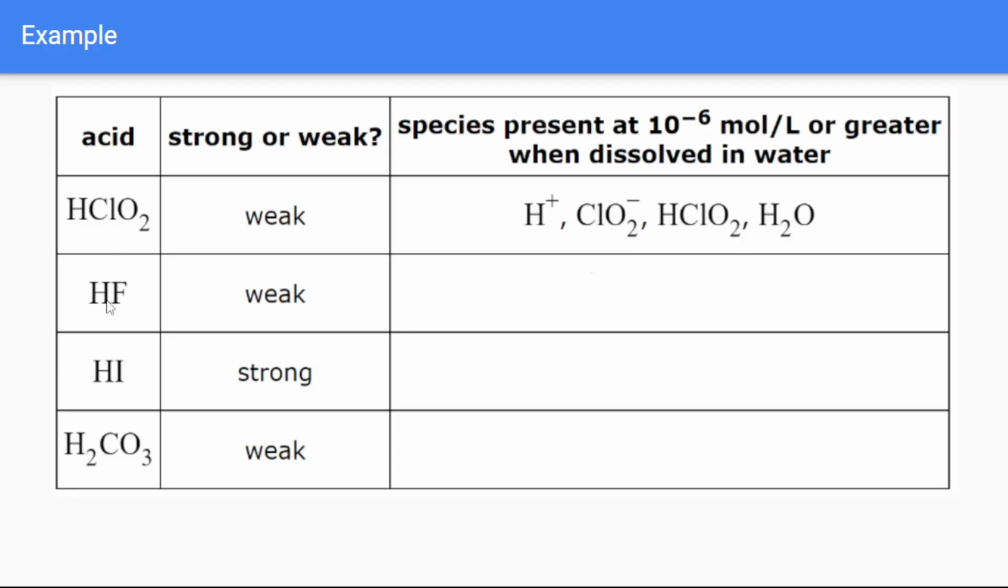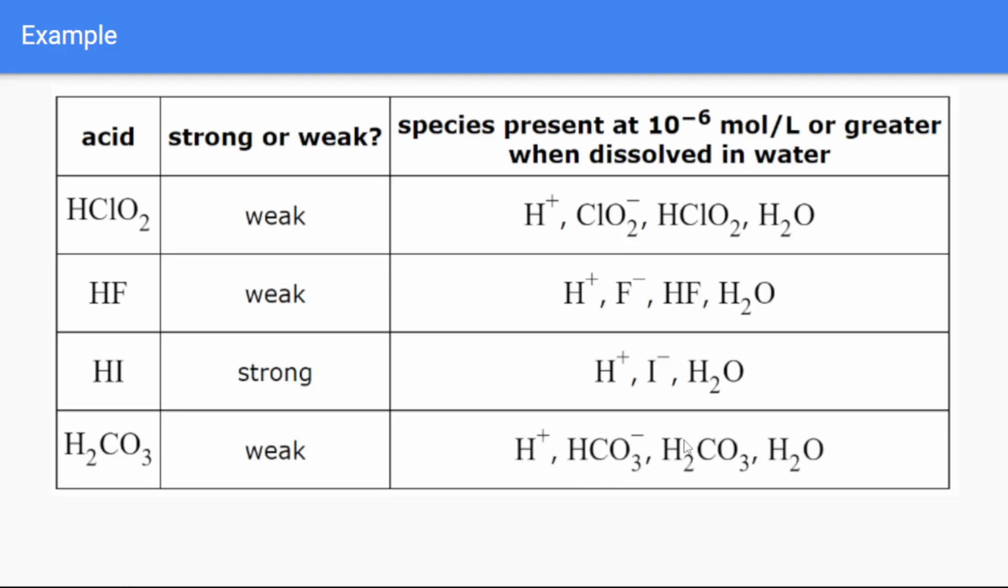HF, weak acid. We have hydrogen ions, we have fluoride ions, but since it's weak, we only got partial dissociation. HI, strong. So we got total dissociation between hydrogen and iodide. And then weak, we will get some dissociation, but not complete dissociation. We still have some of that H2CO3 in solution. But notice that we lost one hydrogen, right? Your anion is HCO3 negative. We only lost one hydrogen, so keep that in mind.